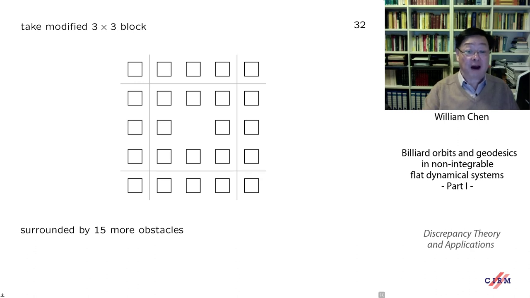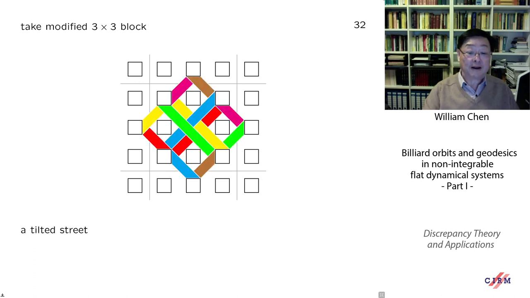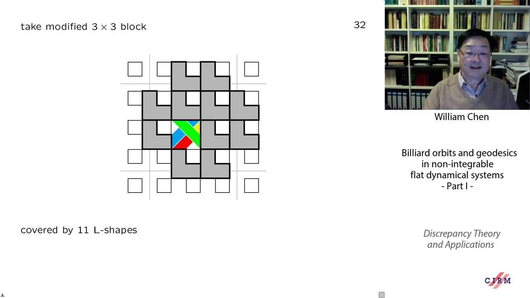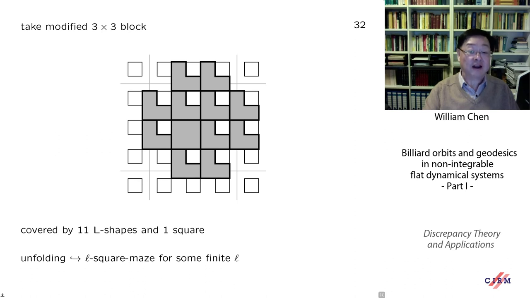Now take a modified 3x3 block. It's surrounded by 15 more obstacles. This is a tilted street. It's covered by 11 L shapes and 1 square. So unfolding leads to an L square maze for some rather large number L, but L is finite. And again, we can use our result on L square mazes and say that we have infinitely many explicitly given initial directions of billiard orbits that are dense in these aperiodic modifications of the wind tree model.